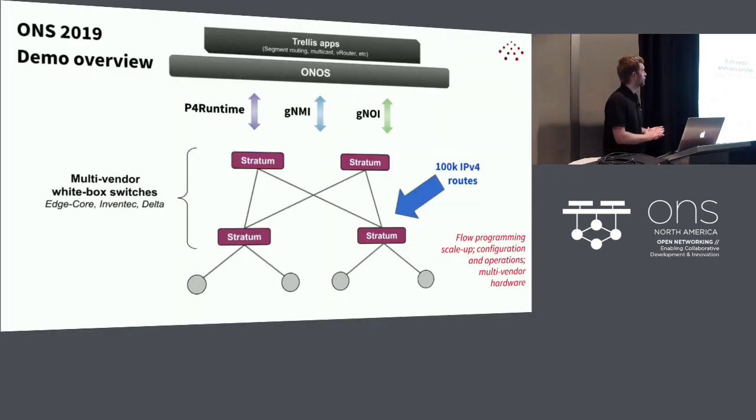At ONS this year, what we're showing is a leaf-spine topology using Stratum devices, using P4 runtime, GNMI, and GNOI to program the devices and retrieve telemetry, statistics, and program interfaces. We're also showing some of the scalability numbers. So we're going to push 100,000 IPv4 routes and just show how this fabric can handle the load as well as some failure scenarios.